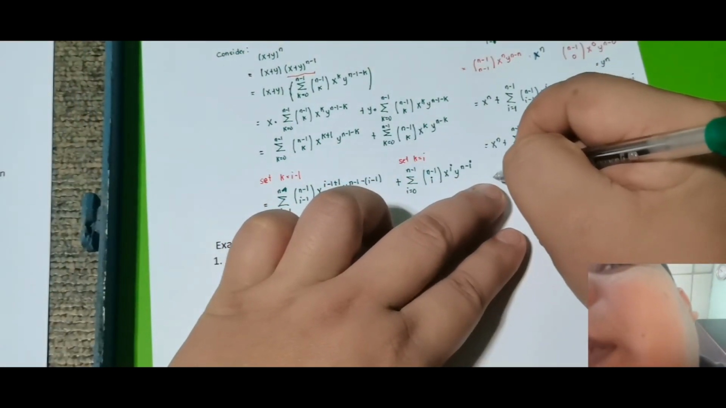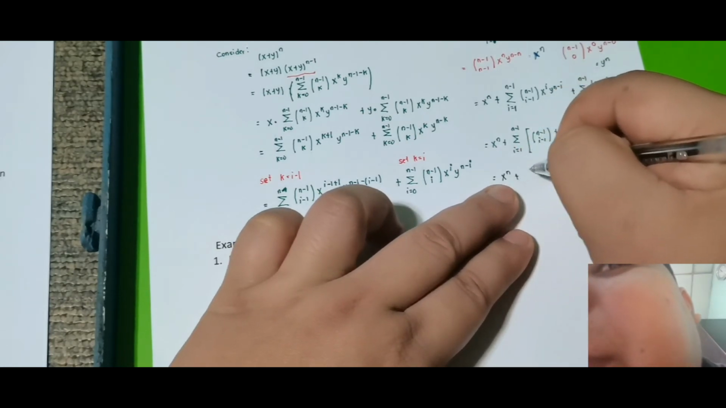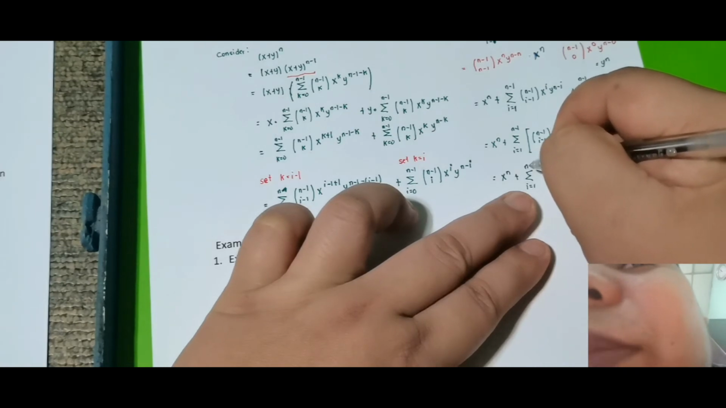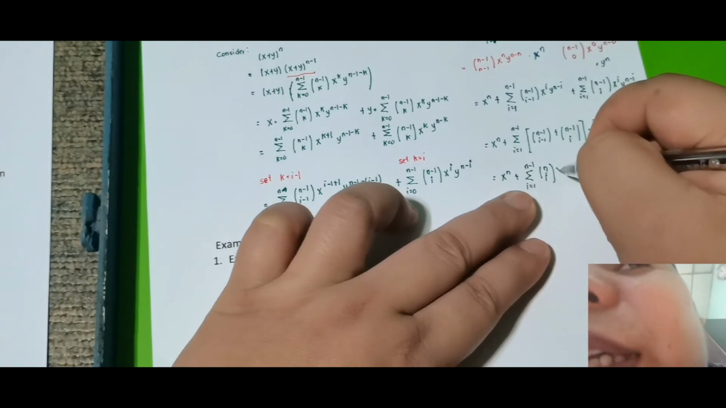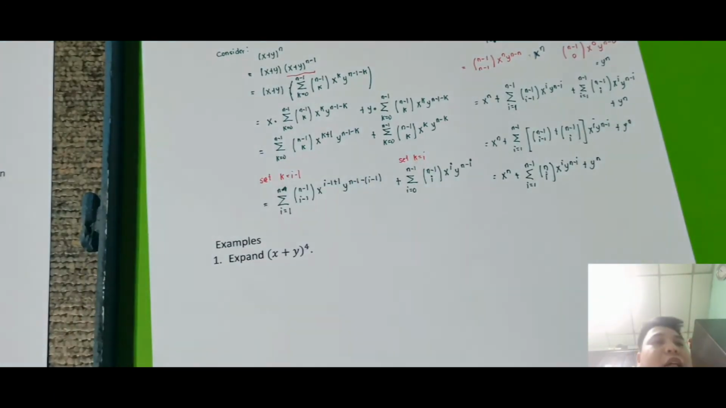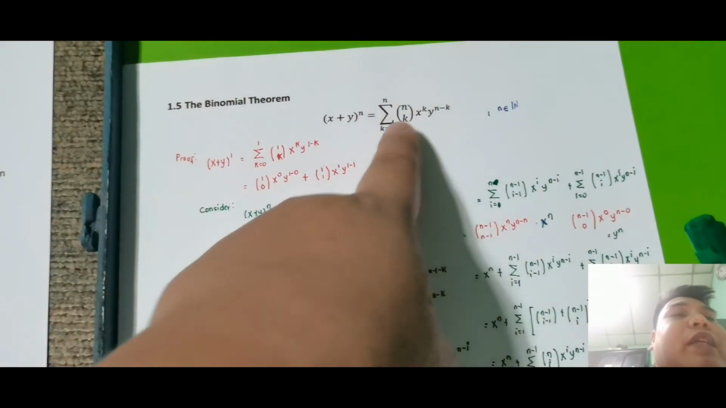So meaning, this is equal to x raised to n, plus the summation for i equal to 1 up to n minus 1 of n taken i, then x raised to i, y raised to n minus i, plus y raised to n. Okay, so I think we're close to getting there, because this is what we're chasing. So I would like it to look like that somehow.